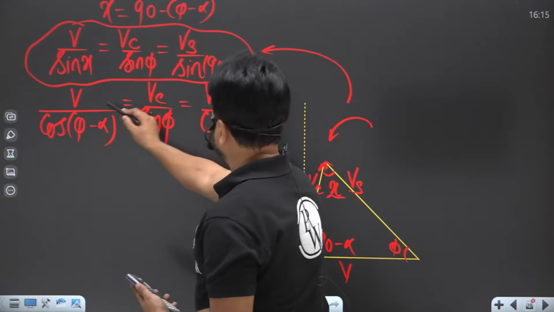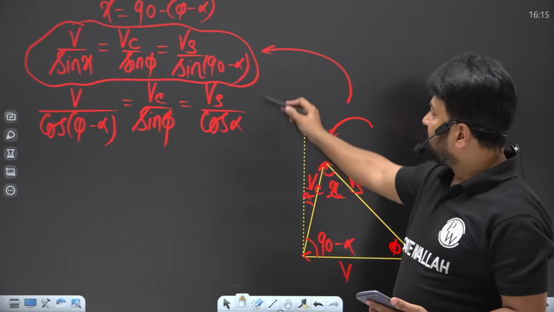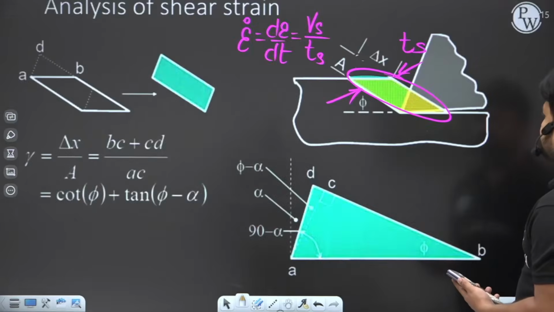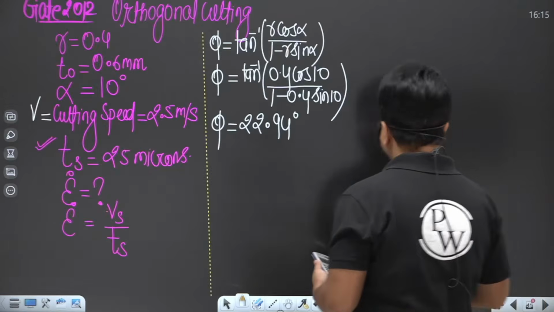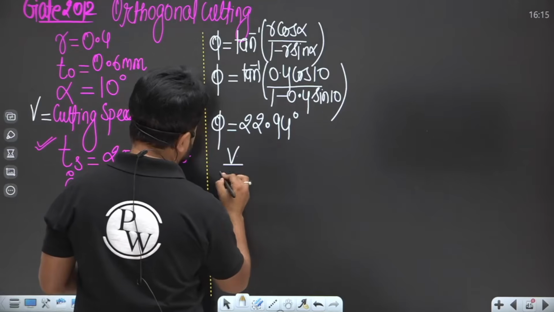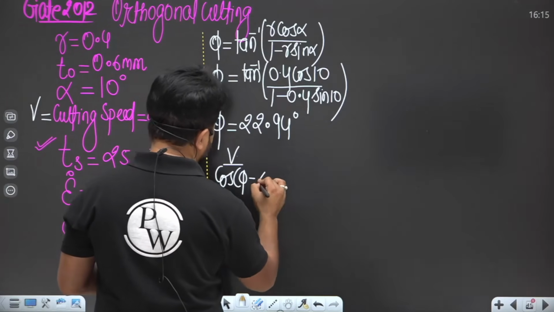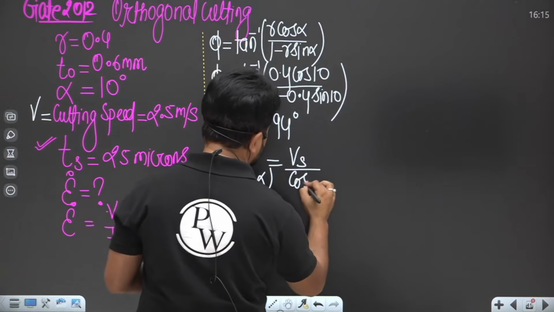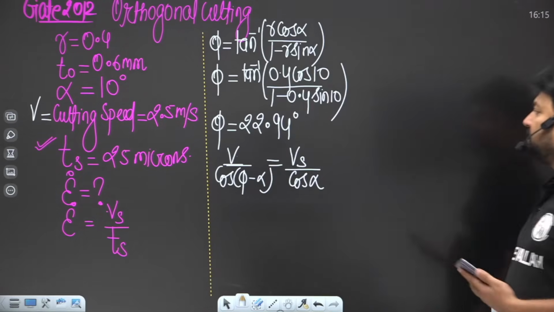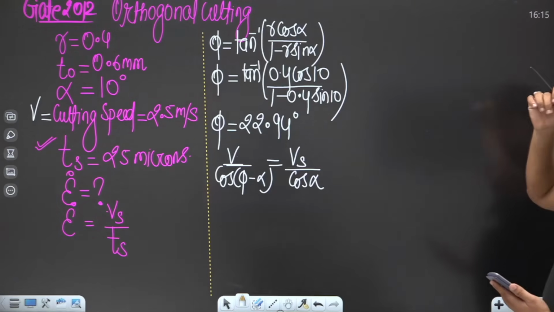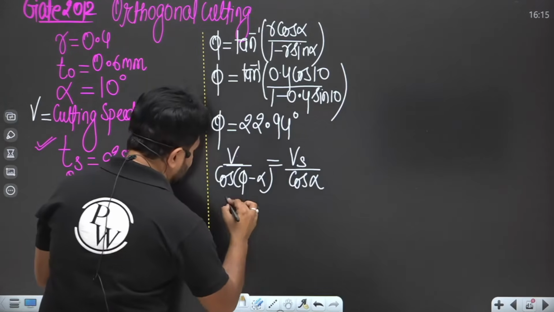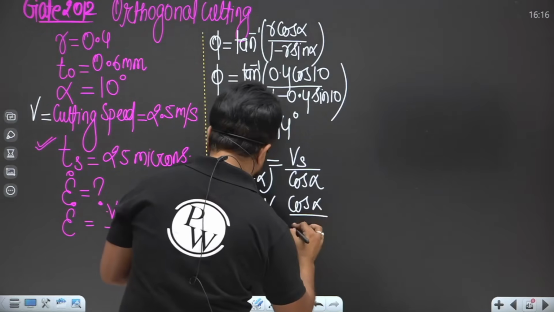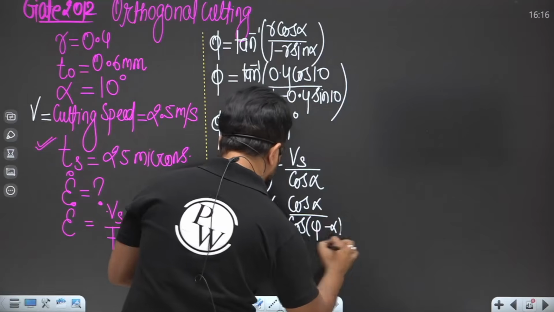Where was the relation? This is the relation: V divided by cos of (phi minus alpha) equals Vs divided by cos of alpha. Clear? Okay. Now, can you find the value of Vs? Yes, we can. Vs is V into cos of alpha divided by cos of (phi minus alpha).